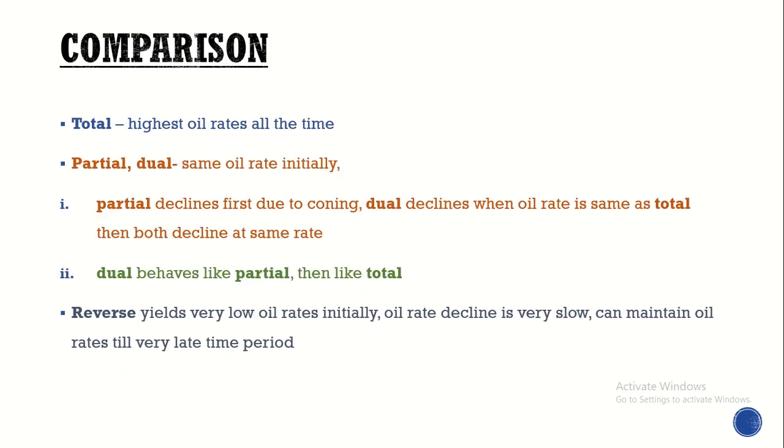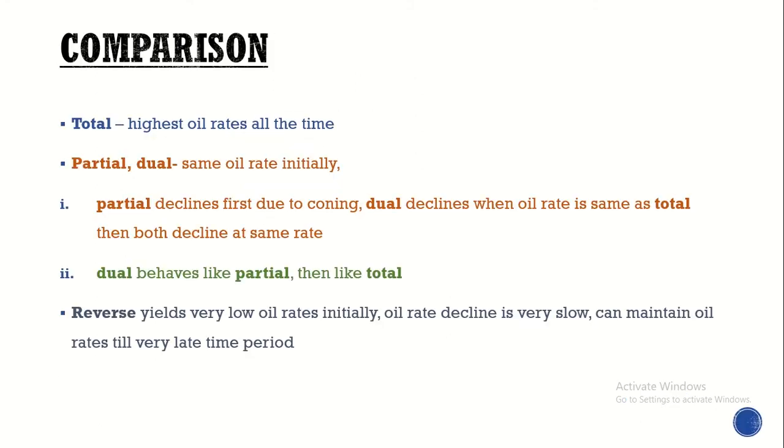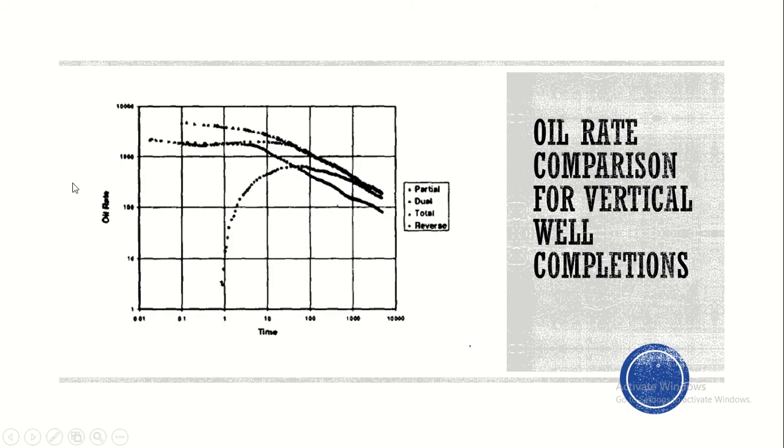As comparisons for the oil rates, as you can see from the graph, total penetration has the highest oil rates throughout, while partial and dual initially have the same oil rate, but partial penetration will decline first. Dual penetration will remain at its oil rate and will act like total penetration at later time.